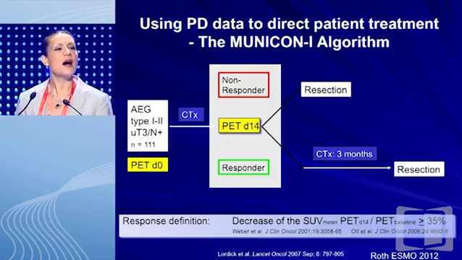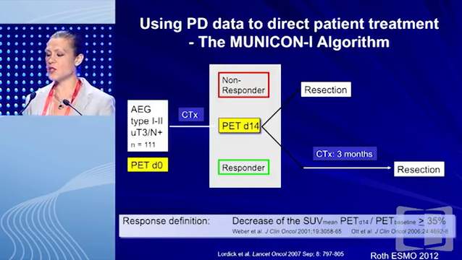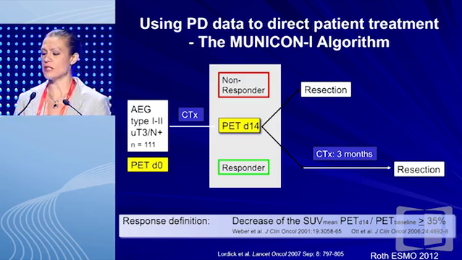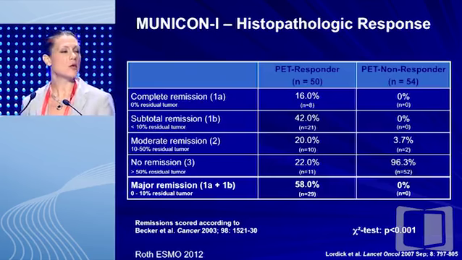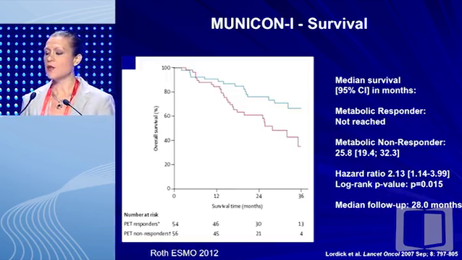We've also seen the Munich data where we've used this for patients with esophageal cancer, where we can see here with an early PET 2 weeks into treatment, whether you're a responder or non-responder and how you do. And you can see here, of course, that the patients who are early responders to treatment on PET tend to do better than those who did not. And you can see here in terms of survival, that is the same.